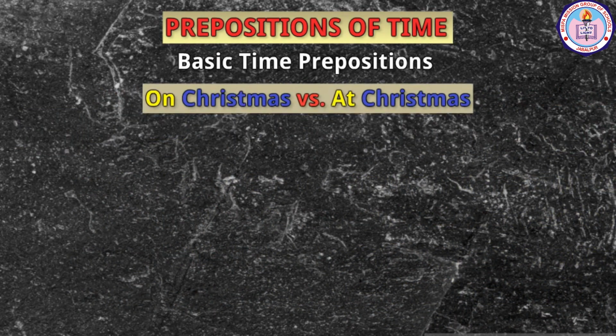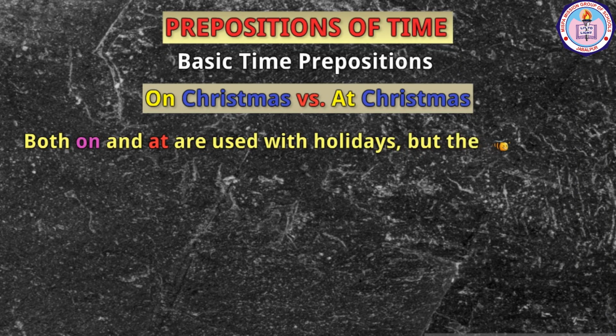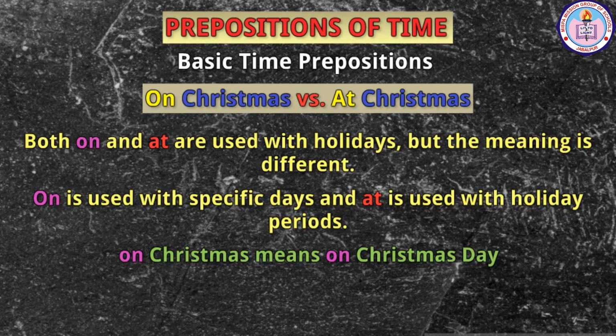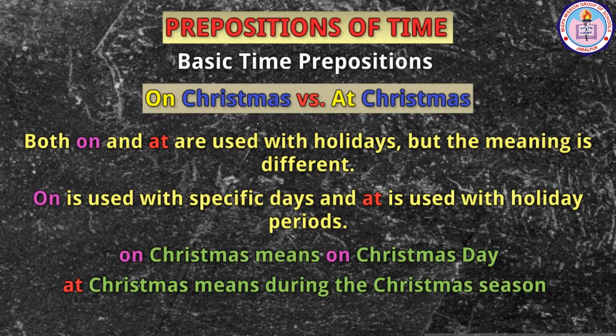On Christmas versus at Christmas. Both on and at are used with holidays, but the meaning is different. On is used with specific days and at is used with holiday periods. For this reason, on Christmas means on Christmas Day. That means December 25th. Whereas at Christmas means during the Christmas season. That means the last week of December. There is a similar distinction between longer holidays including Easter, Diwali, Eid, the New Year, etc.